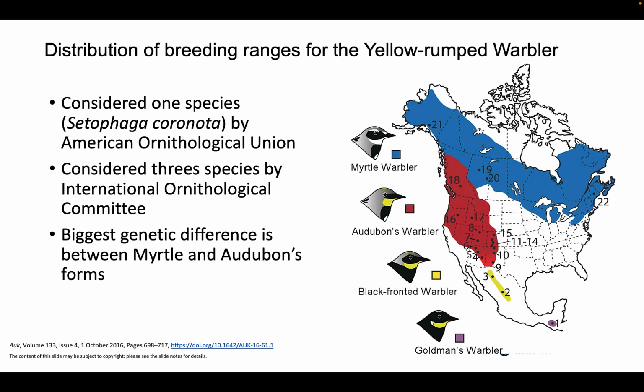The biggest genetic difference, though, actually is between those two North American forms, or the two United States and Canada forms, the myrtle and the Audubon's. And so that evidence would suggest that they should be considered separate species. Now, whether they're considered separate species or not doesn't negate the fact that they are undergoing allopatric speciation, and only gene flow among the myrtle and Audubon's may be slowing that a little bit, but there's minimal gene flow there.